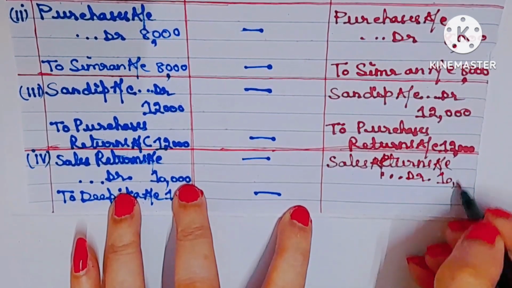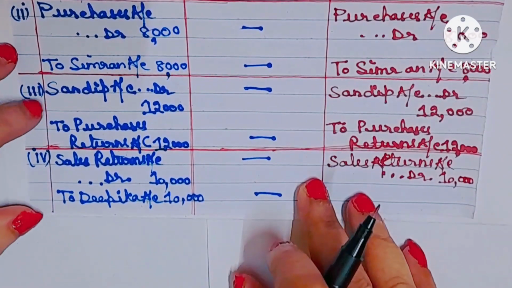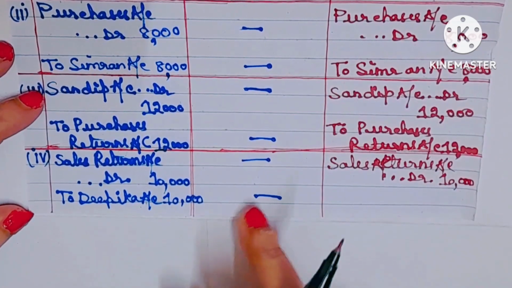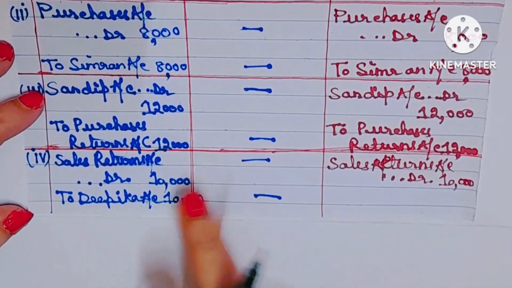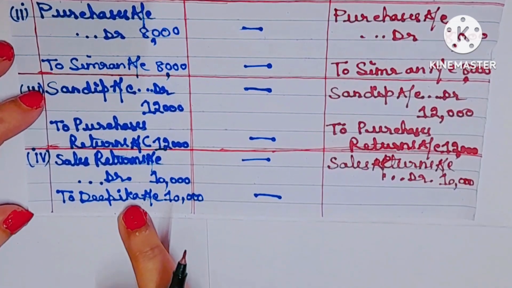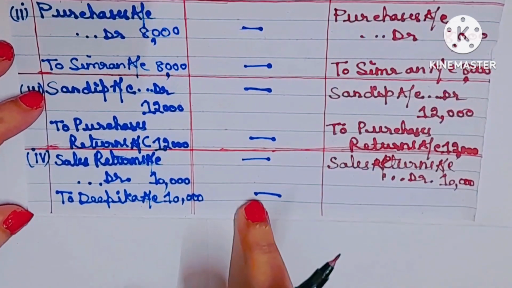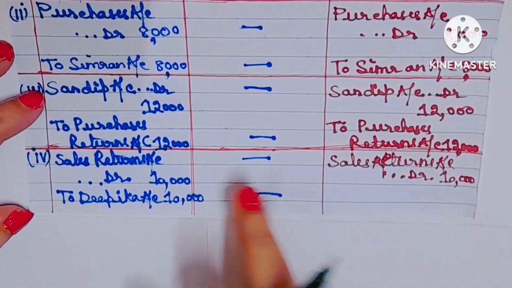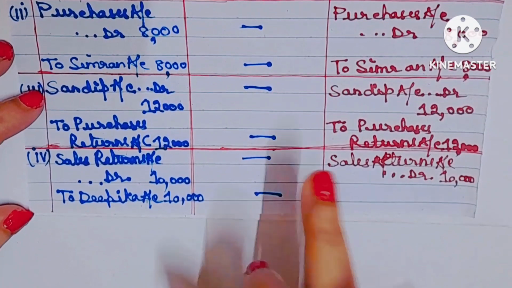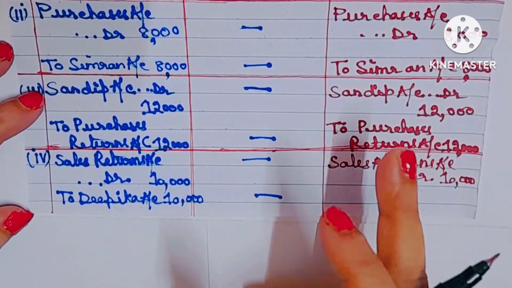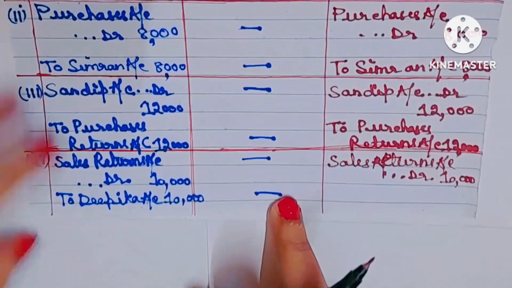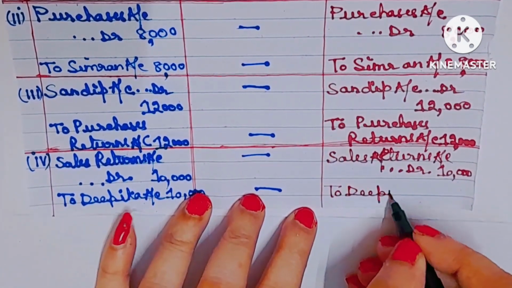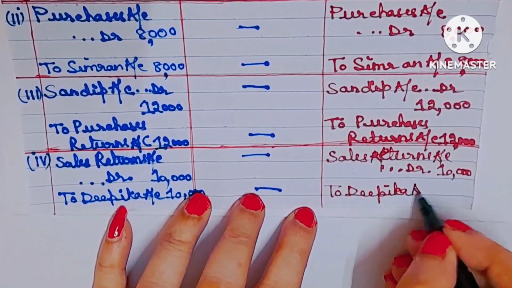Now let's compare the correct entry on the credit side. To Deepika account 10,000. And see the wrong entry. Nothing has been recorded on the credit side. So we have to compare. The correct entry on the credit side is to Deepika account 10,000. And nothing has been recorded on the credit side. Our job is to rectify the wrong entry. Since nothing has been recorded on the wrong entry, we have to write the correct entry. What is the correct entry? To Deepika account 10,000. Just copy.